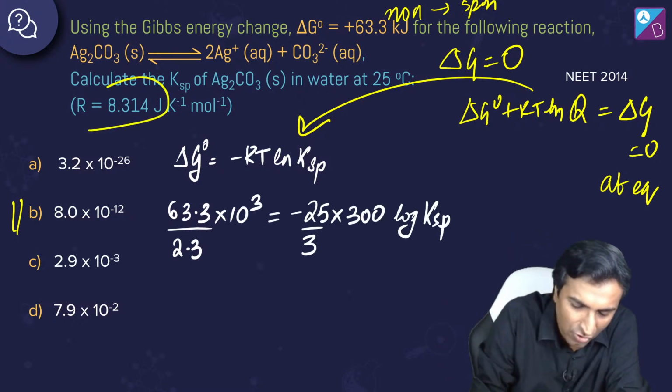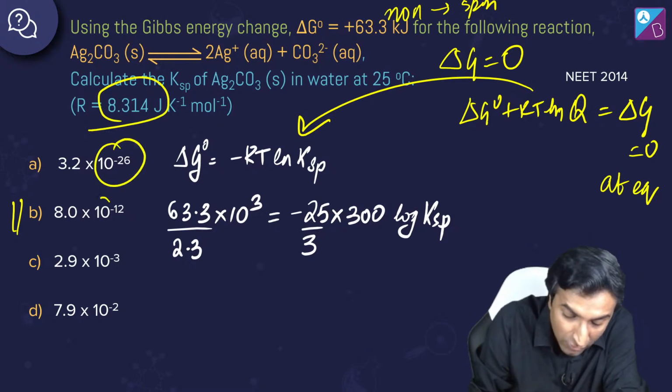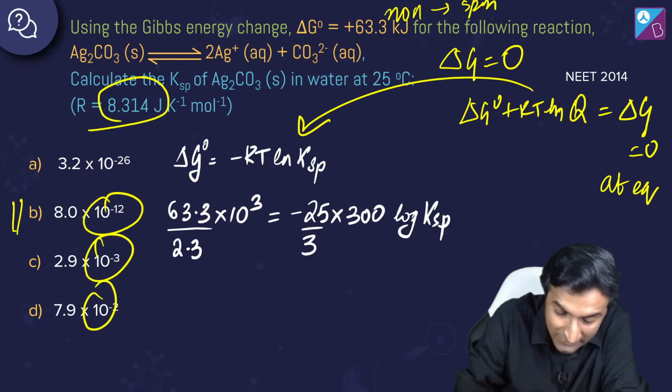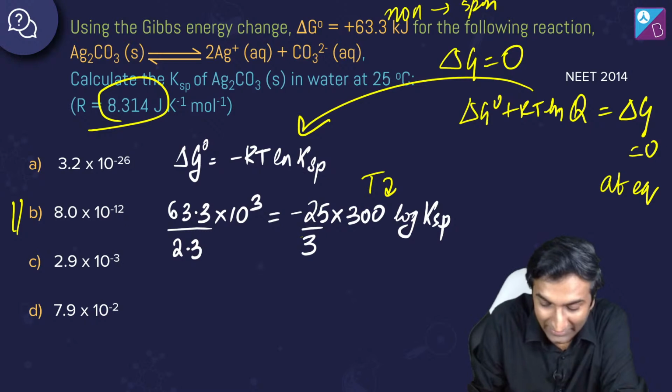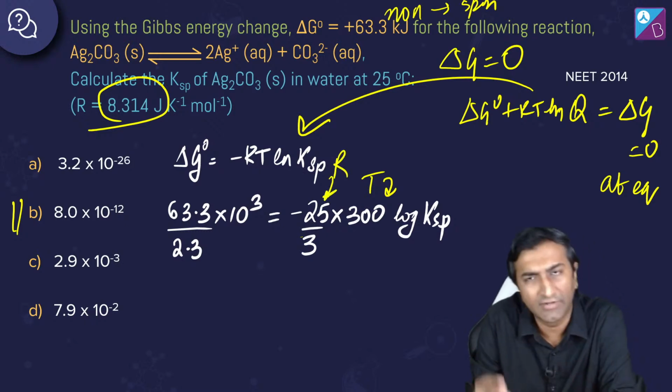I have not taken this value of R because look at this. I just need to figure out what the 10 power is, and my answer is done. So I can take a few shortcuts, right? I can write R as this. I can take temperature to be 300. We can take all these shortcuts.